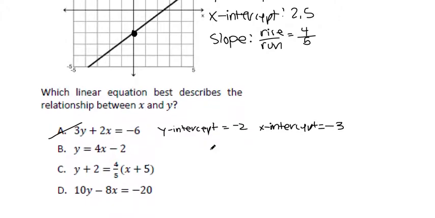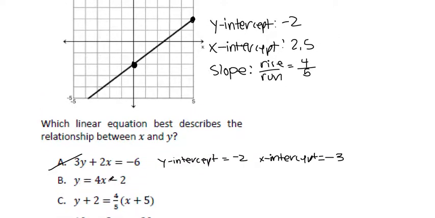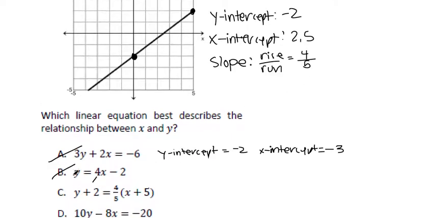All right, so let's look at B. B, this is in slope-intercept form, where 4 is my slope, -2 is my y-intercept. Well, -2 is fine for my y-intercept, but my slope is not 4. My slope is 4/5. So B is out.